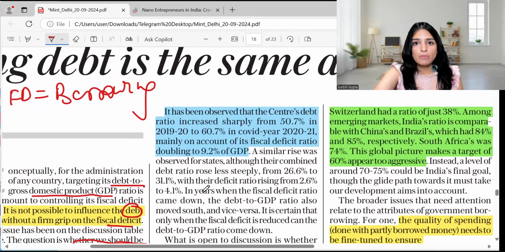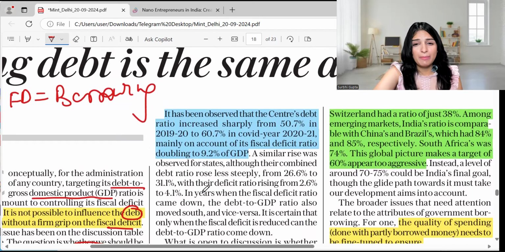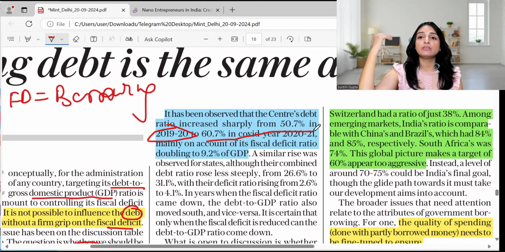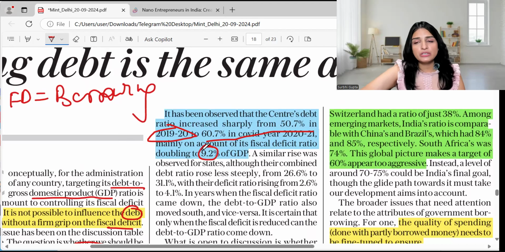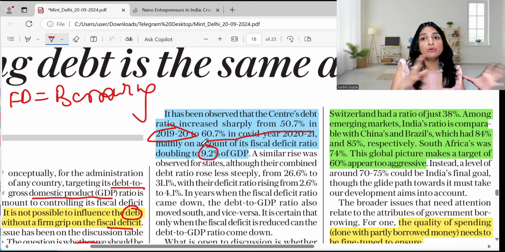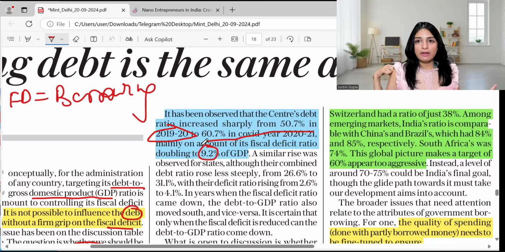It has been observed that the center's debt ratio increased sharply from 50.7% in 2019-2020 to 60.7% in the COVID year. In the COVID year, government had to borrow. Government had to make new hospitals, new sittings, medicines, research and development. So government's debt increased sharply, mainly on account of the fiscal deficit ratio doubling. Fiscal deficit ratio doubled, which is why government's expenditure doubled. Since government expenditure was a huge component and it had to be financed through debt, borrowing, it took a toll on borrowing, and borrowings increased sharply.